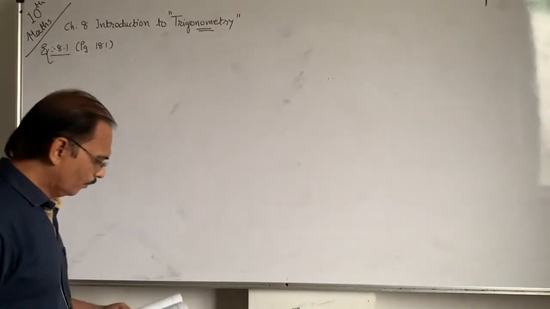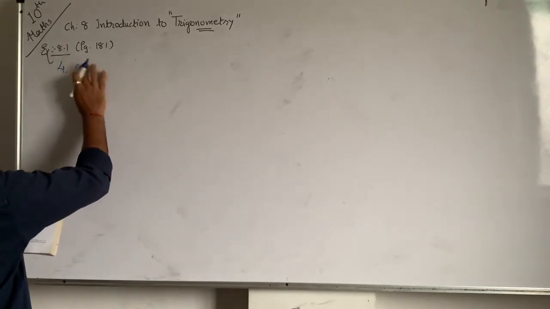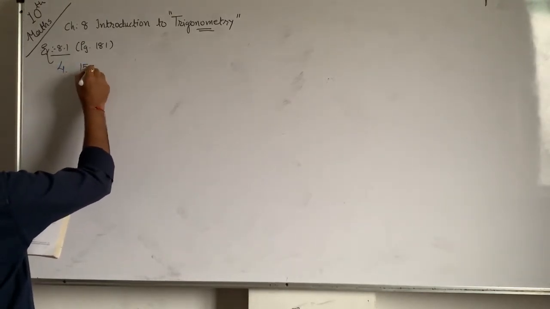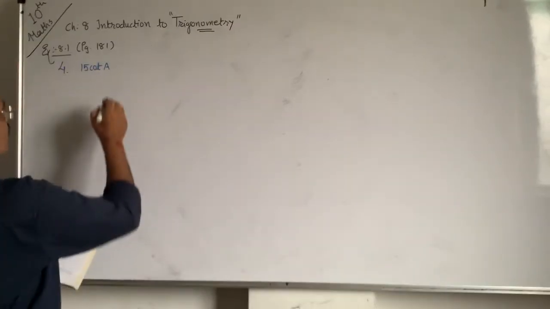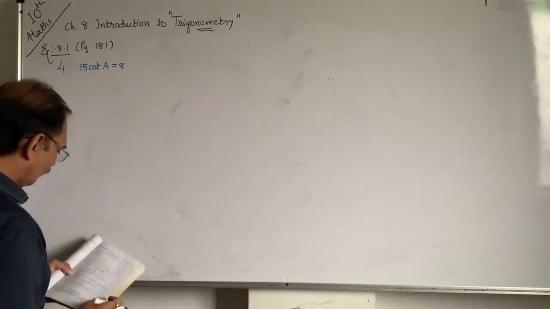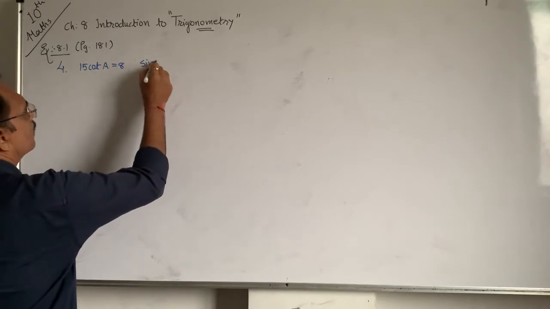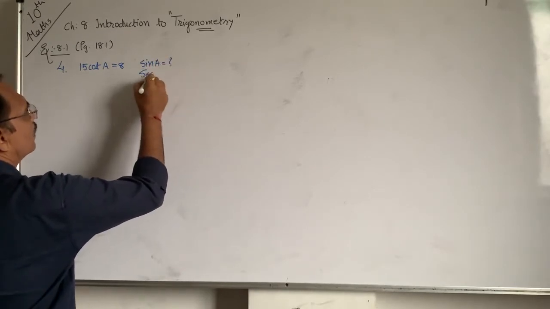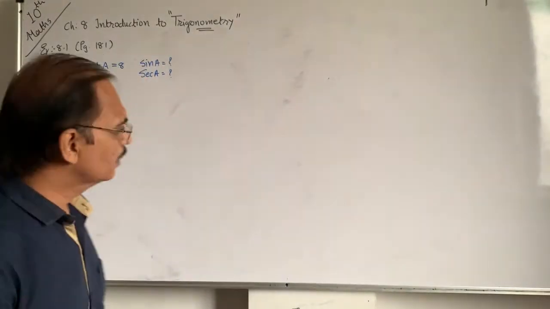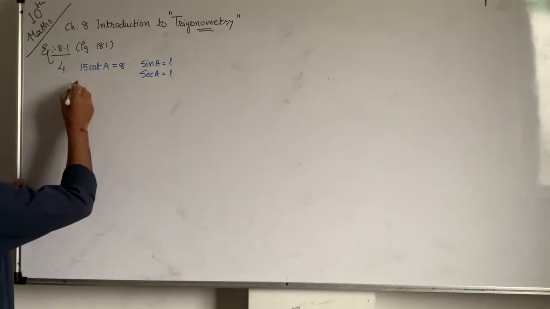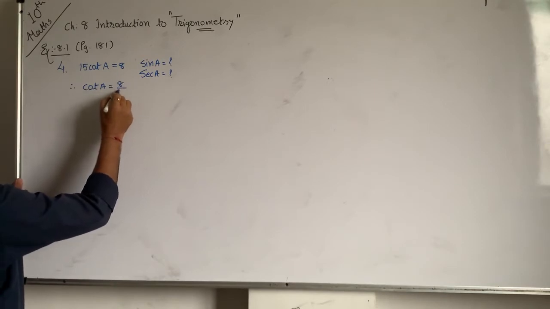See, question number 4. Given 15 cot A equals 8. Find sin A and sec A. Find sin A and sec A. Okay, I told you that we apply the triangle method in exercise 8.1. So from this, 15 is in multiplication, so you can take it down. So cot A equals 8 upon 15.